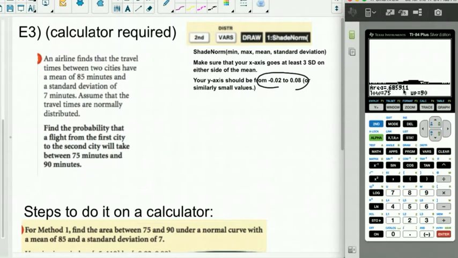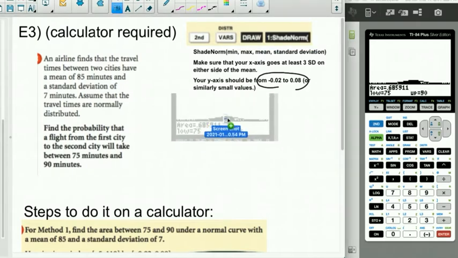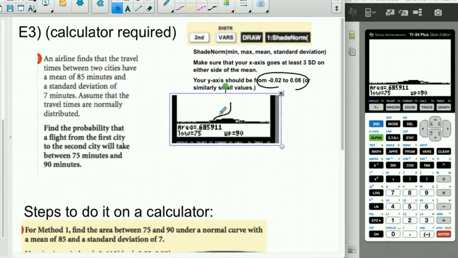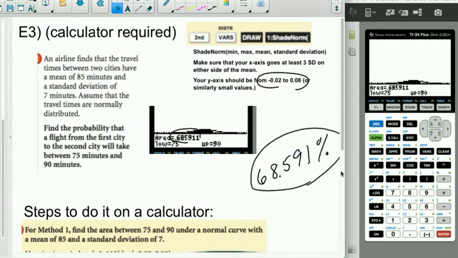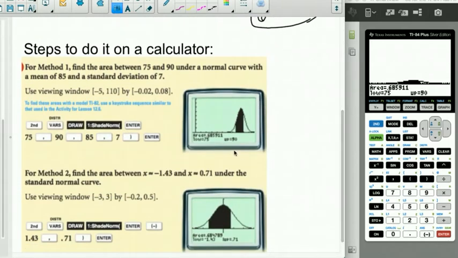And so it gives me an area. If I screenshot that for you, it's going to give me this area. I could have probably picked a better y value. I didn't need it to be quite that high. So if I screenshot that and drag it over, that's the area I get. The percentage is this right here as a percentage. That's a 68.591% chance. And you can see that I have that down here too.